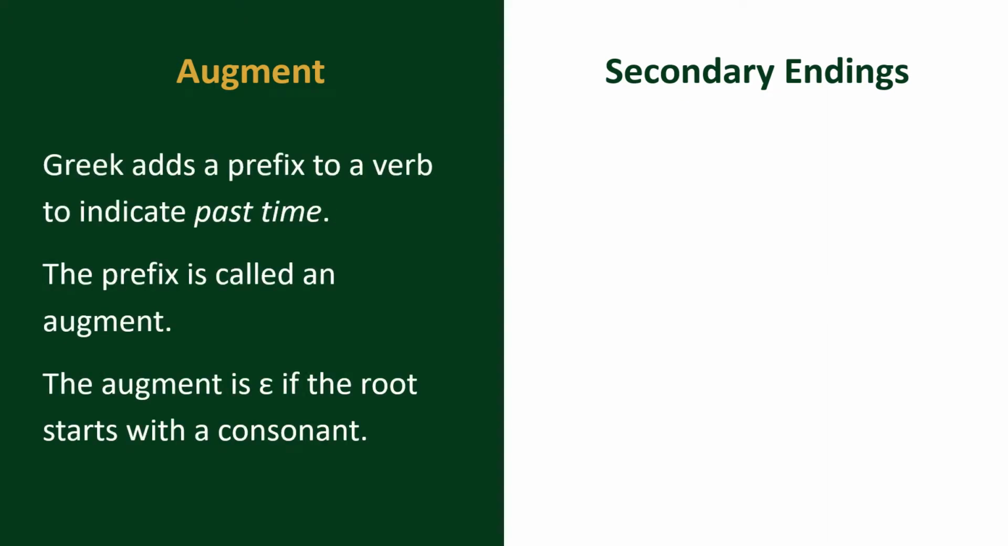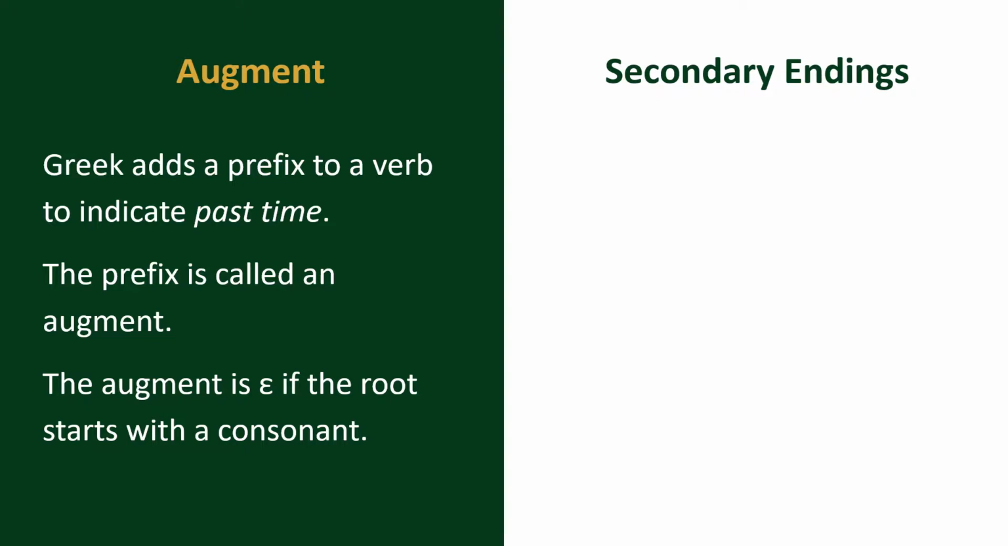Greek adds a prefix to a verb to indicate past time. The prefix is called an augment. The prefix is usually epsilon. It is always epsilon if the root of the verb begins with a consonant. You will learn a little bit later what the augment looks like if a verb begins with a vowel. So the prefix added to the beginning of a verb to indicate past time is called an augment, and when the verb starts with a consonant, that augment is the letter epsilon.